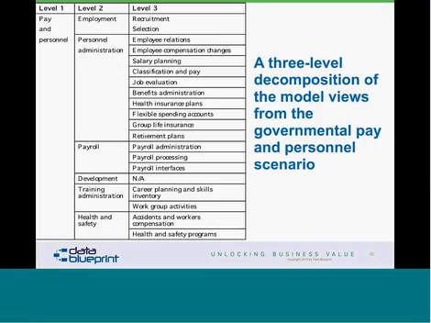Here also is another decomposition. This is a 3-level decomposition from a government pay system. And you can see again, it's the pay and personnel module with employment, personnel administration, payroll, development, training administration, and health and safety as the next levels down. And of course, each of those levels has multiple levels down underneath it as well. Very interesting in this particular architectural representation, you'll notice the one component that seems to be missing is development, which seems to have a not applicable sign attached to it.